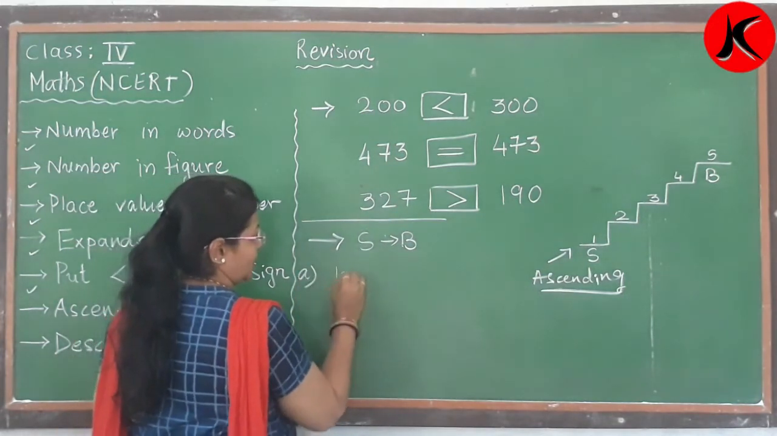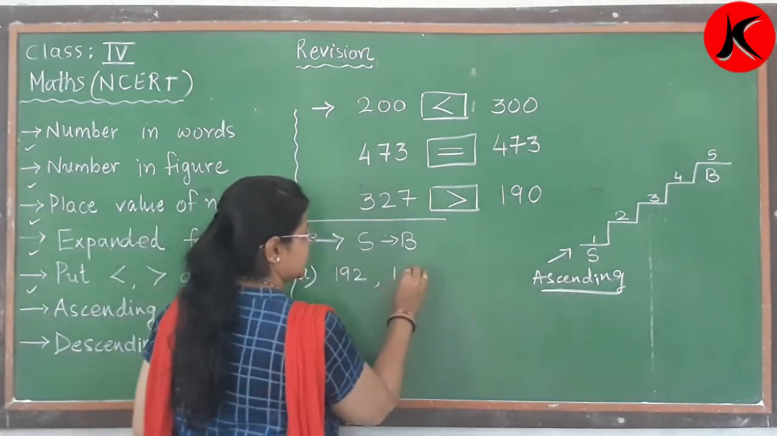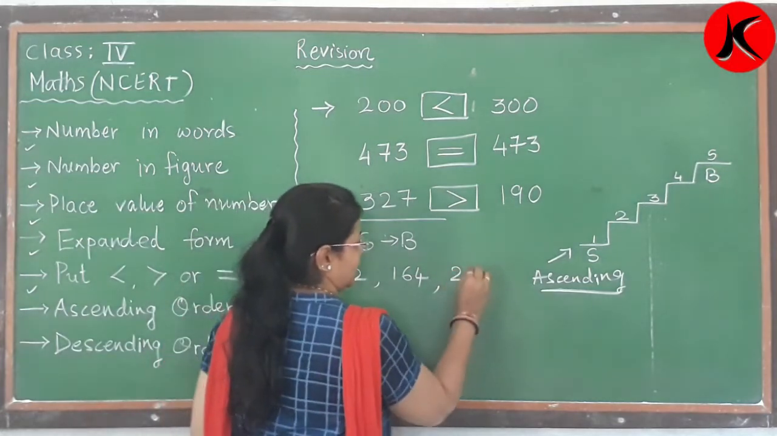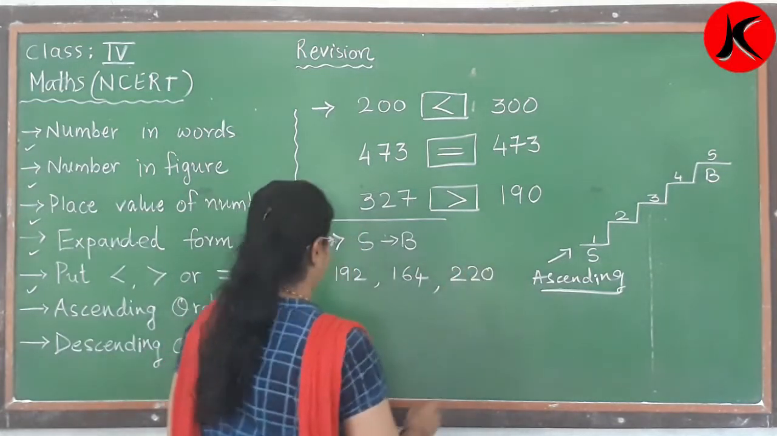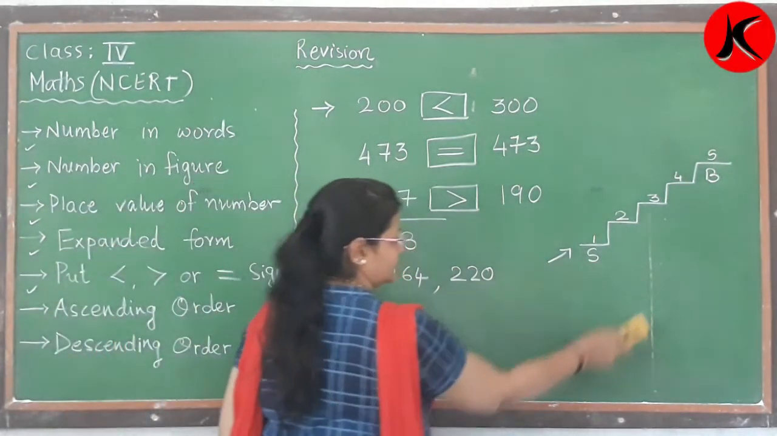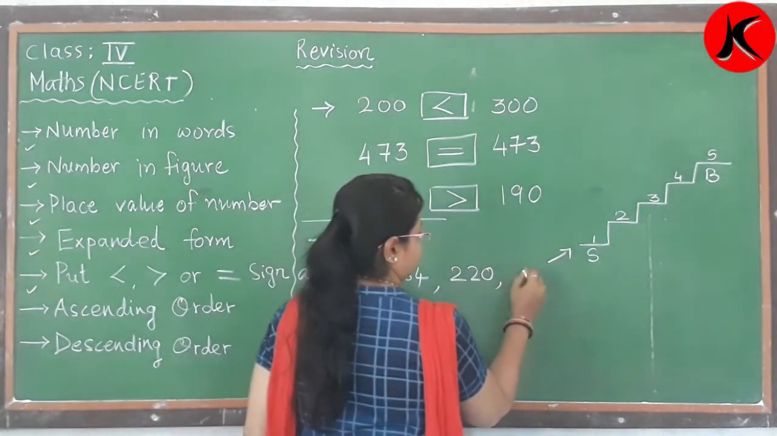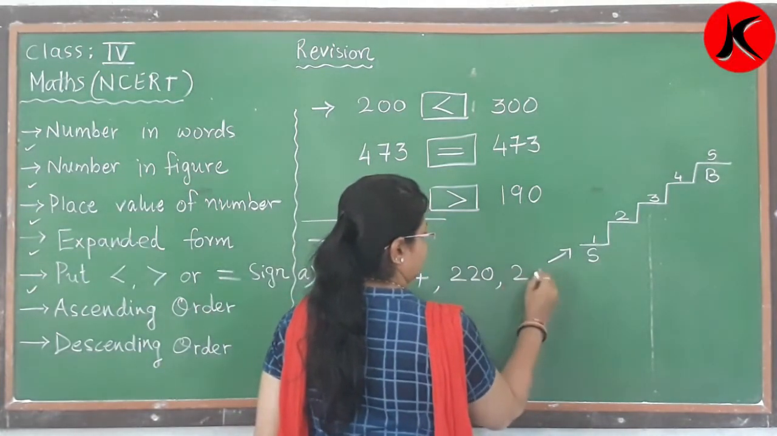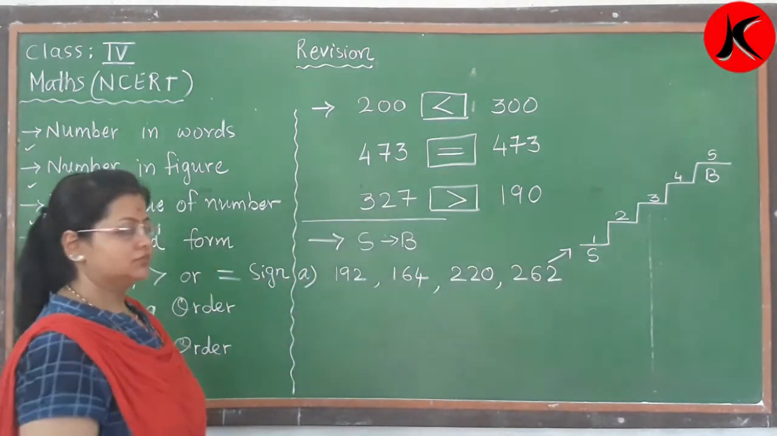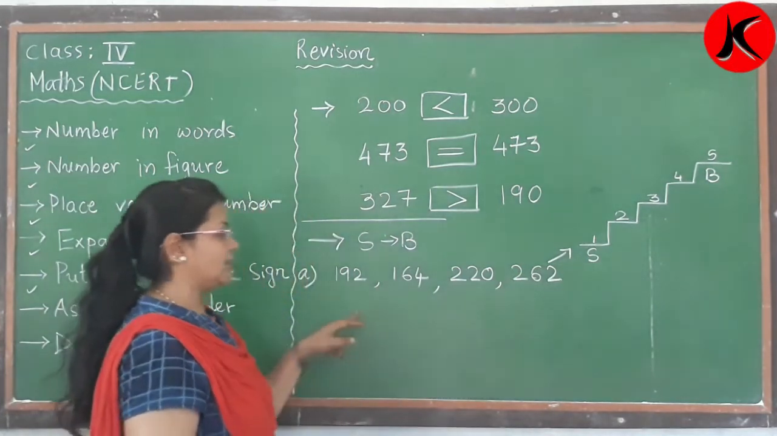Suppose it is 192, then 164, here 220, then 262. So now observe these all 4 numbers. Which one is the bigger number?